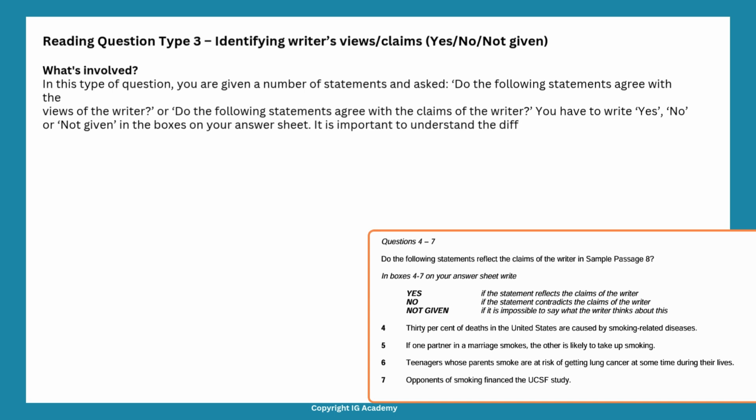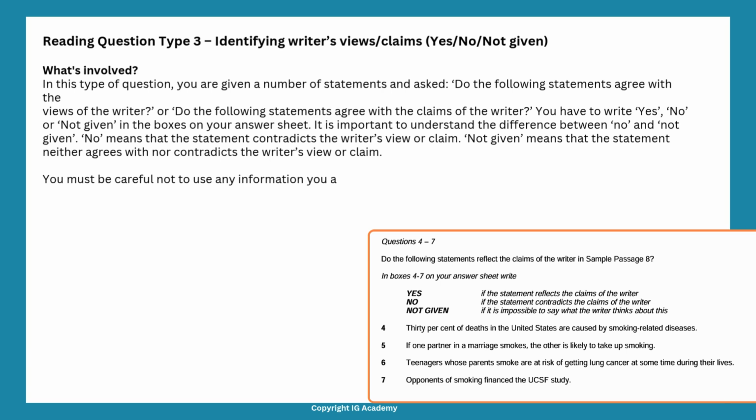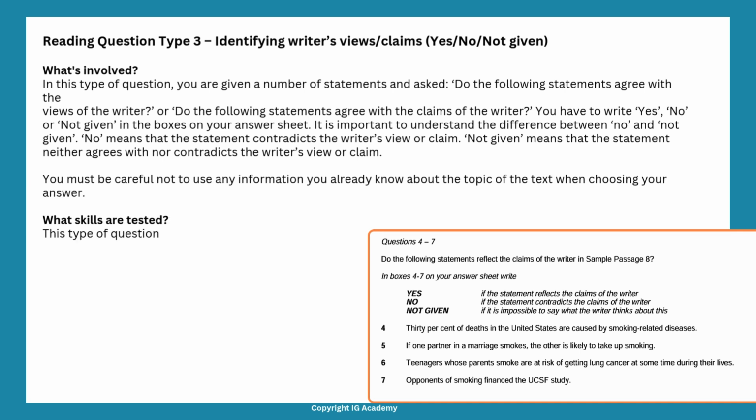It is important to understand the difference between no and not given. No means that the statement contradicts the writer's view or claim. Not given means that the statement neither agrees with nor contradicts the writer's view or claim. You must be careful not to use any information you already know about the topic of the text when choosing your answer. This type of question tests your ability to recognize opinions or ideas. The number of questions is variable.